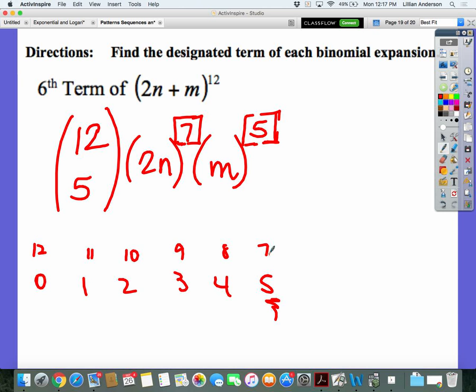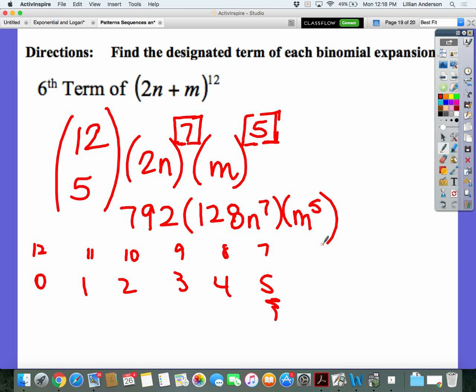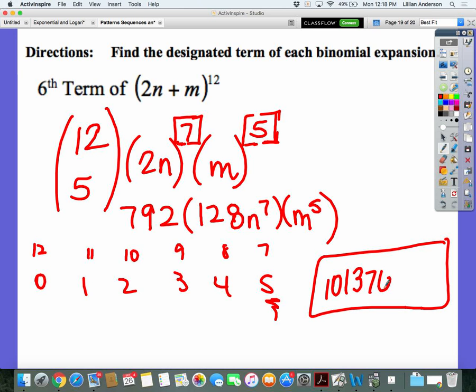So you guys do this in your calculator. What's 12 combination 5? What number is that? Yeah, this is definitely a calculator. What's 2 to the 7th power? 128. It'll be 128 n to the 7th and then m to the 5th. So the last thing you have to do is multiply 792 and 128 to get your 6th term, times n to the 7th, m to the 5th. And that's how you find just one term out of the sequence.